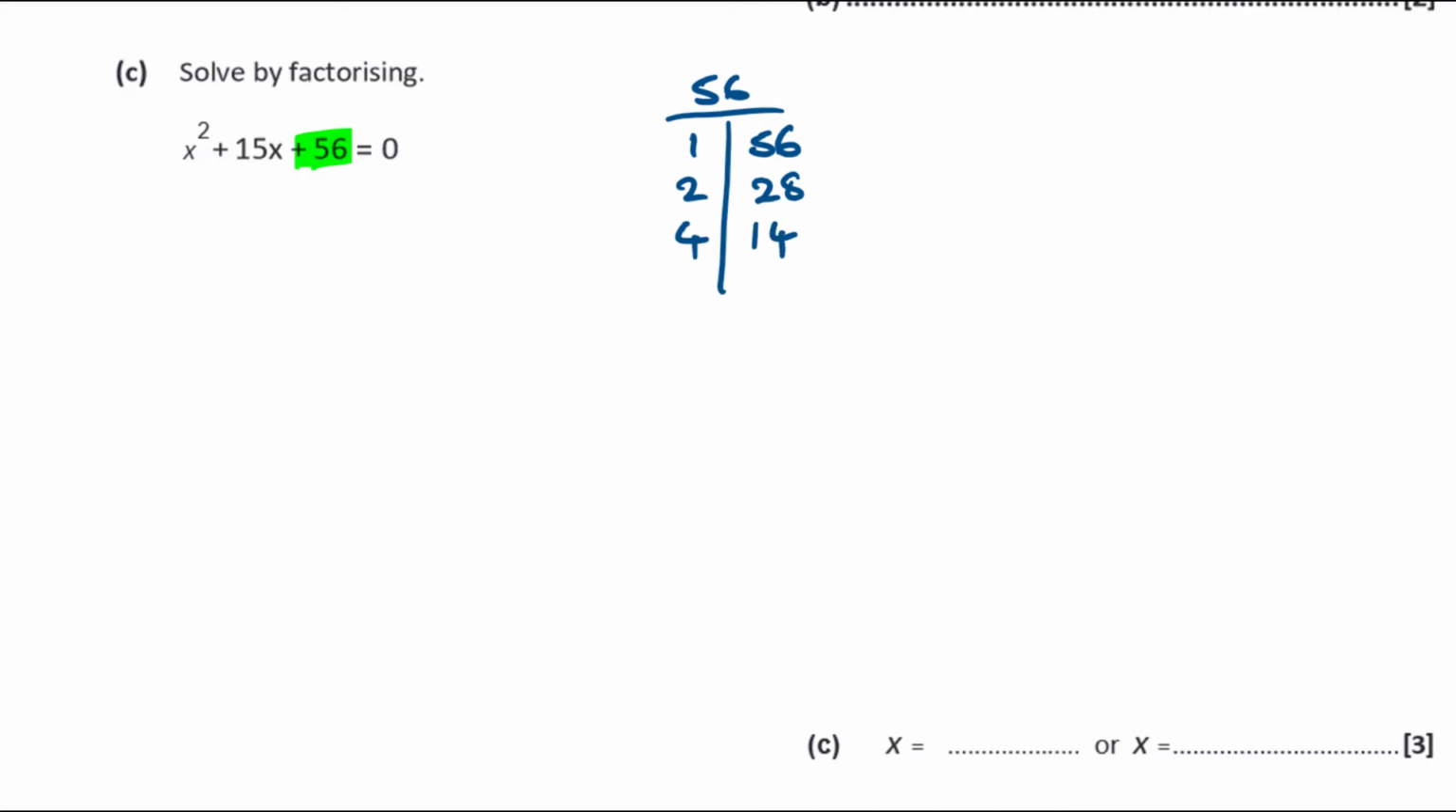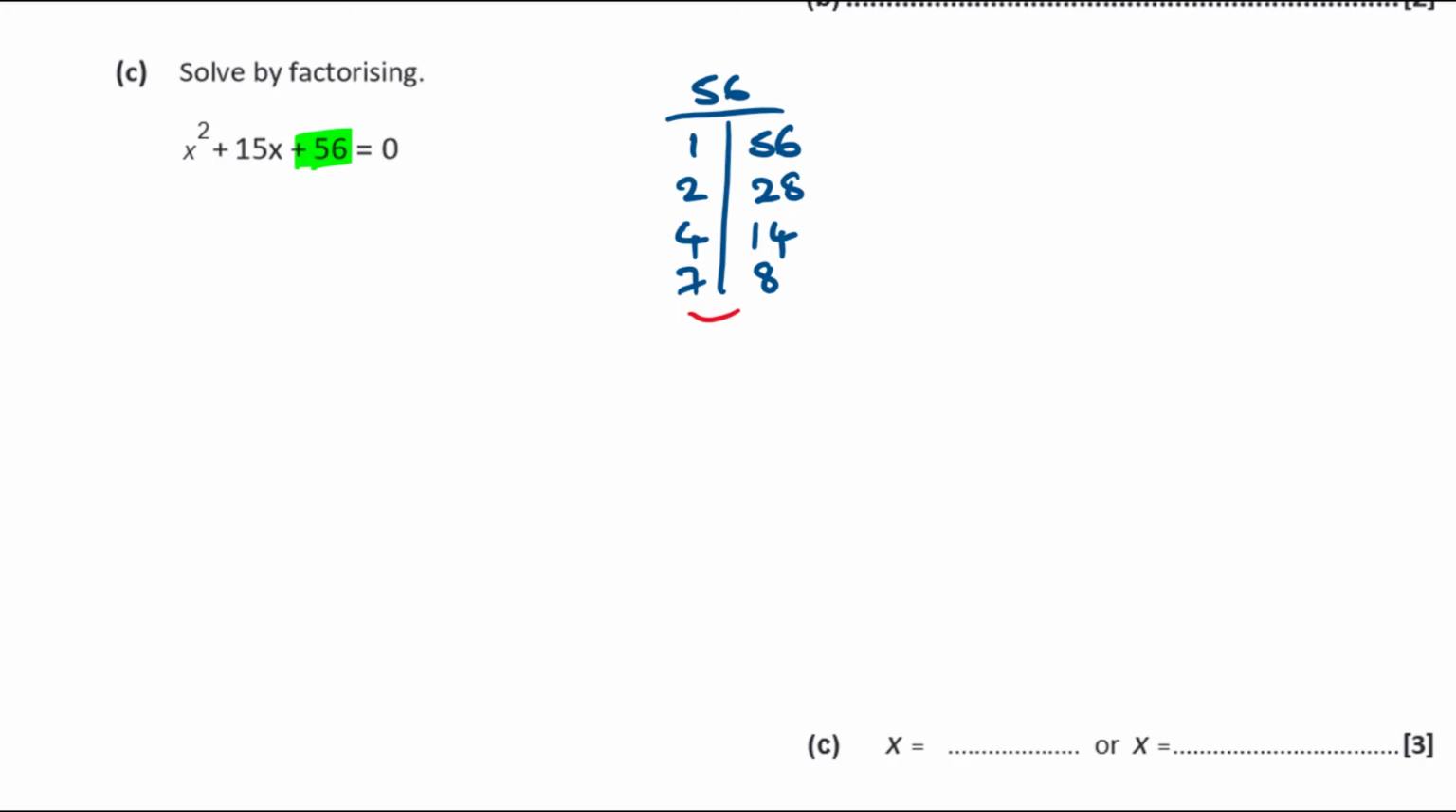5, no. 6, does 6 go into 56? Nope. Then 7. Yes, 7 eights are 56, aren't they? And I've kind of met myself coming back down the other way because there are no numbers between 7 and 8. Right, so they're all the factor pairs of 56.